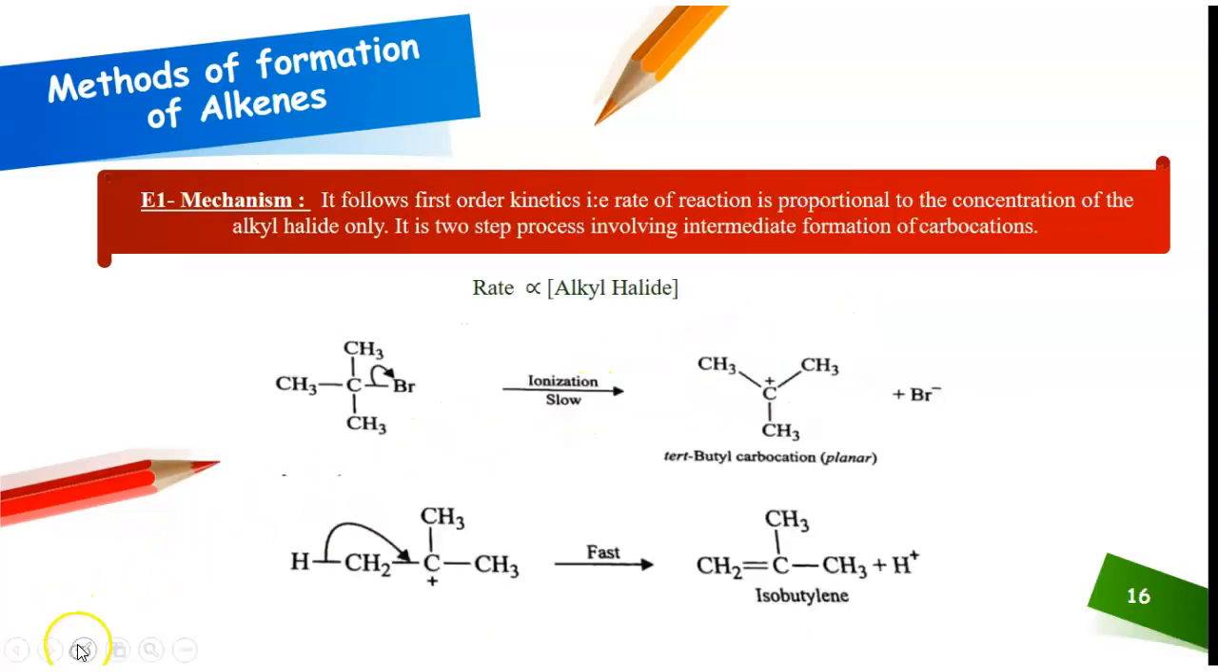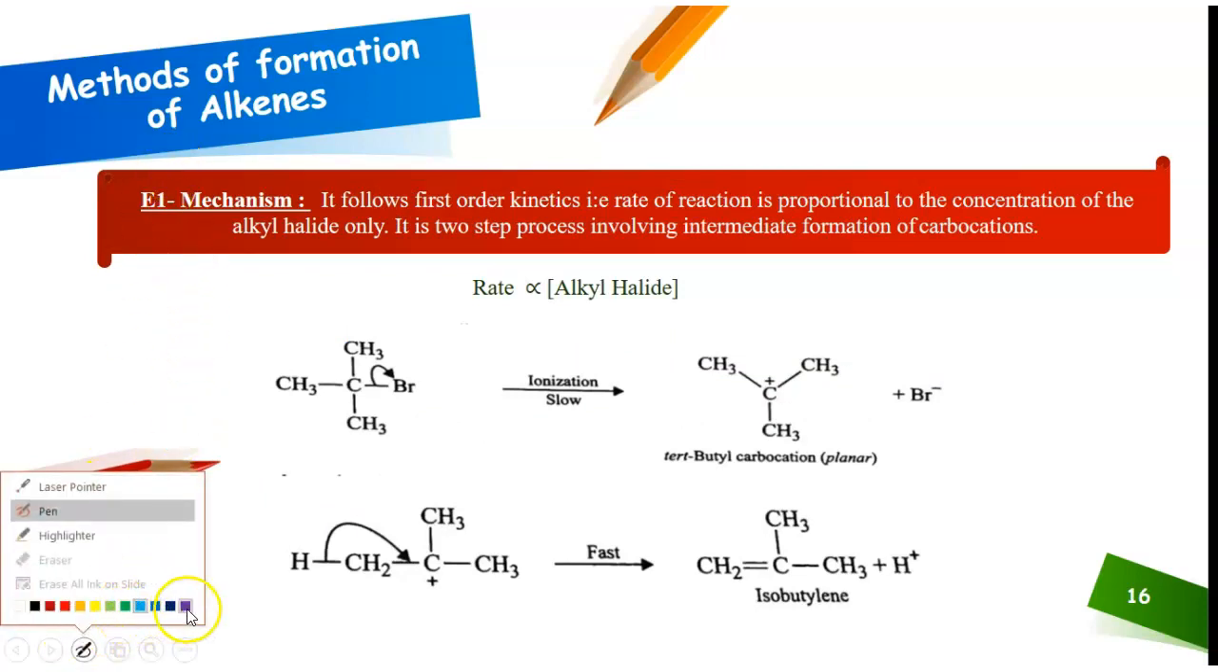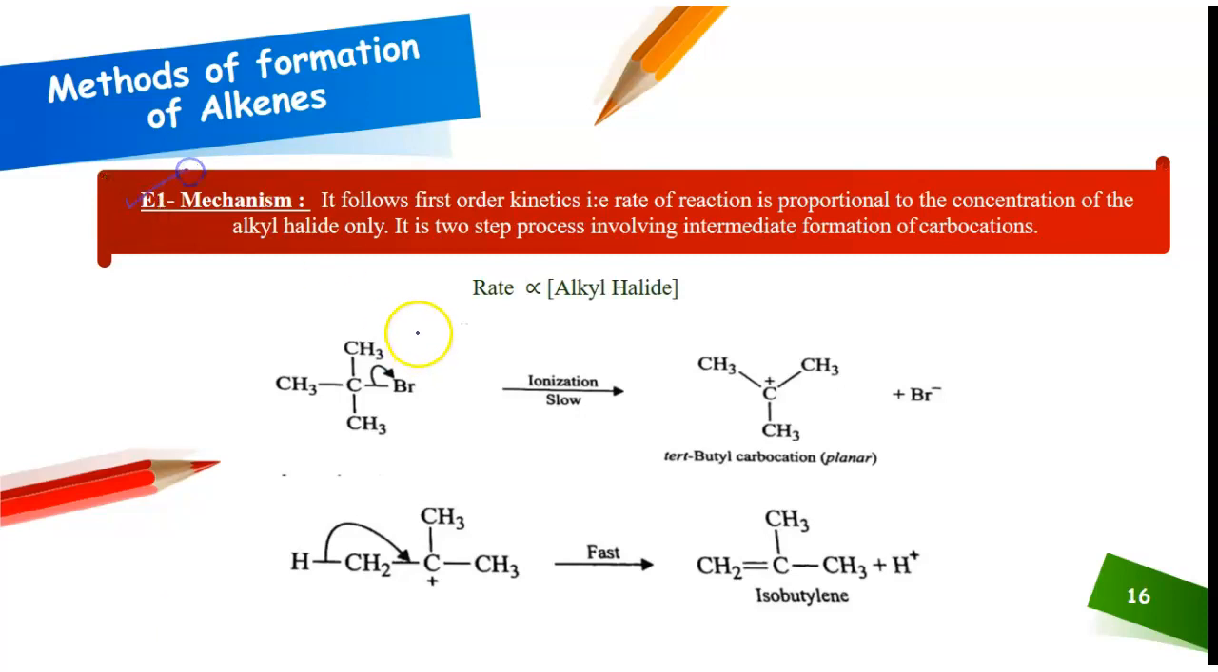Okay. So while talking about the mechanism of this particular E1 reaction, you can see the rate depends only upon the concentration of your alkyl halide, not on the base. While in the case of E2 mechanism, remember the thing simultaneously, then you will easily remember. So over here your rate depends upon the concentration of alkyl halide, while over there in the E2 mechanism, the rate depends upon alkyl halide as well as base.